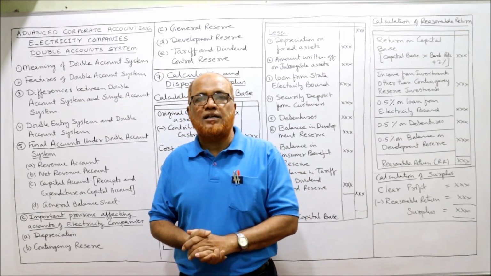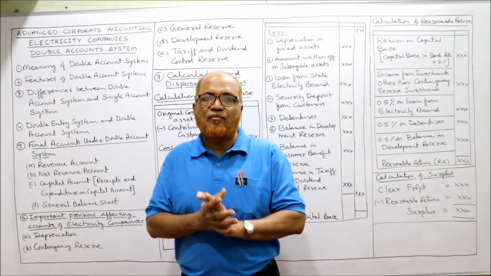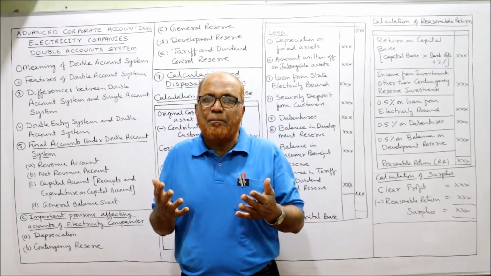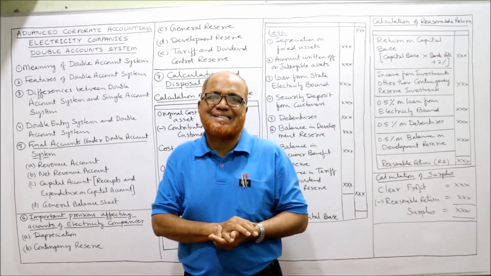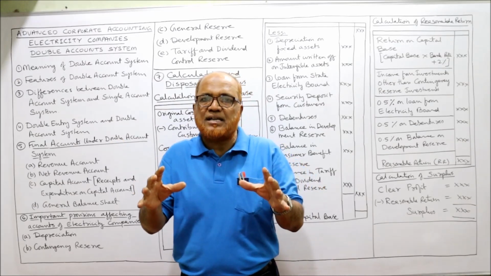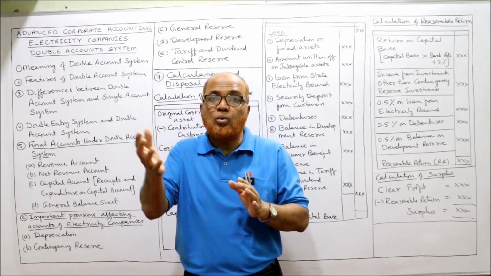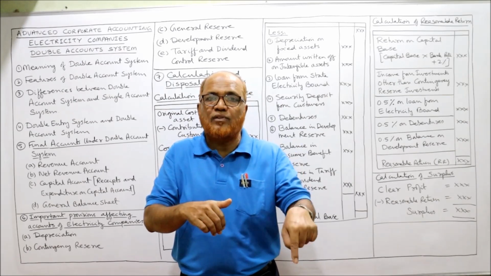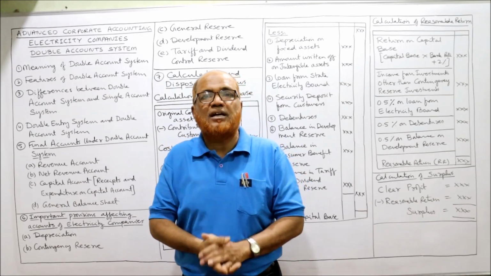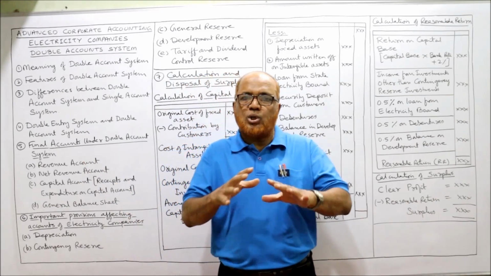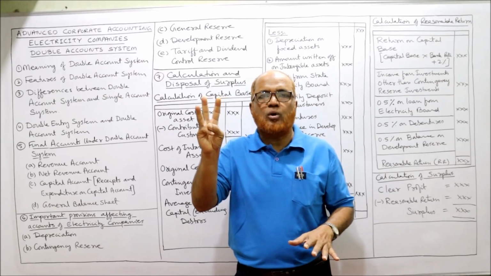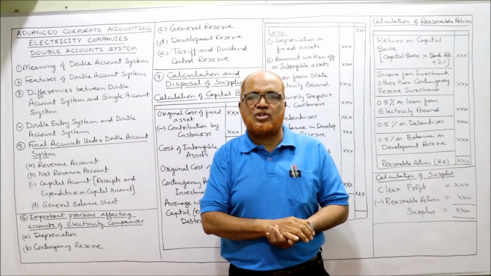And the third part is replacement of fixed asset. There is a different method of replacing a fixed asset, where a fixed asset has become outdated or discarded. So how to replace a new machine in place of the old machine? There is a new method here in double account system. So these are the three topics we have to cover in electricity companies.